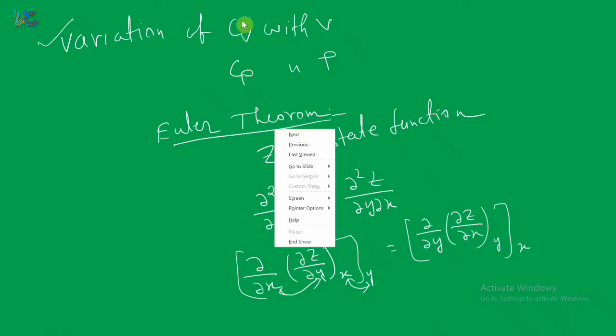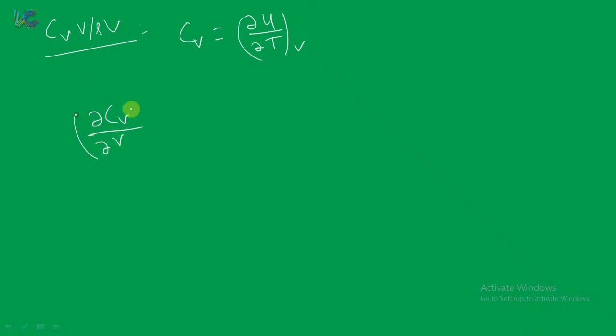So let's start with the variation of Cv with V. You know Cv is equal to ∂U/∂T at constant V. We want to measure the variation of Cv with respect to V, that means we want to measure ∂Cv/∂V at constant T. So instead of Cv, you put ∂U/∂T at constant V. So you have ∂/∂V of (∂U/∂T at constant V), then at constant T.